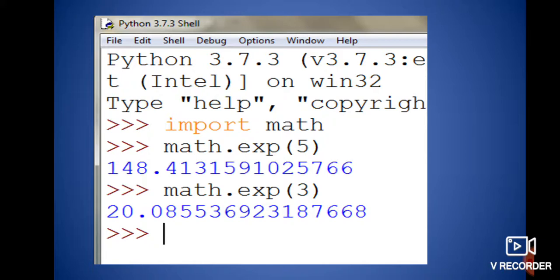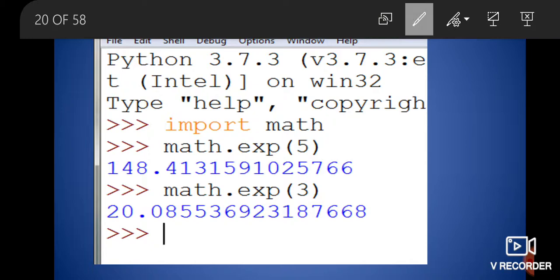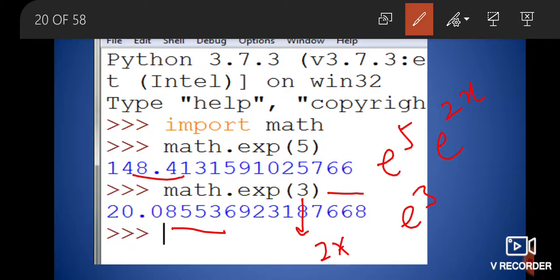Here you can see that I have imported the math module first, and then math.exp 5. So 5 is the power, so it will simply calculate e raised to power 5 for me, and this is the value. Okay, and here it will calculate e raised to power 3 and give me the value. Clear? So suppose you want to calculate e raised to power 2x, so you will have to simply give, at this place you will have to give 2 into x. Clear?